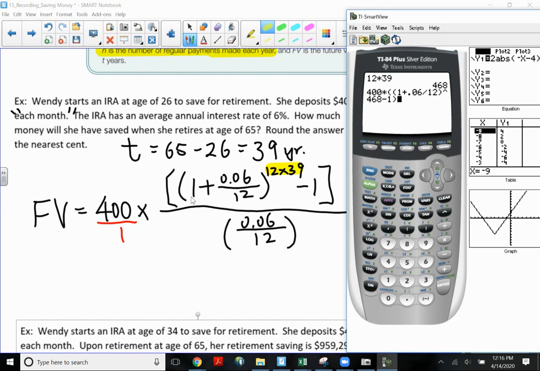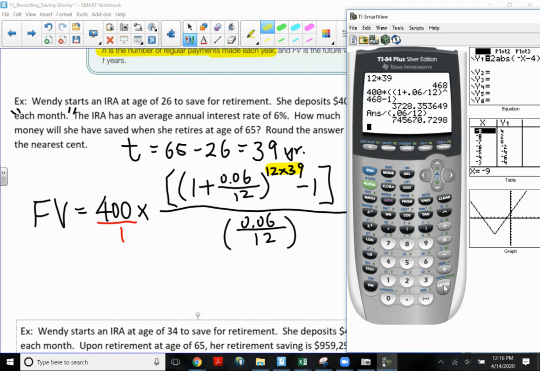I need to figure out this front part first. Whatever that answer is, I want to subtract 1. After minus 1, that's why this extra parenthesis outside is needed. Then times 400. All right. So now we're going to press enter. Then we're going to divide it by, let's put this one term down here in the parenthesis, 0.06 divided by 12.